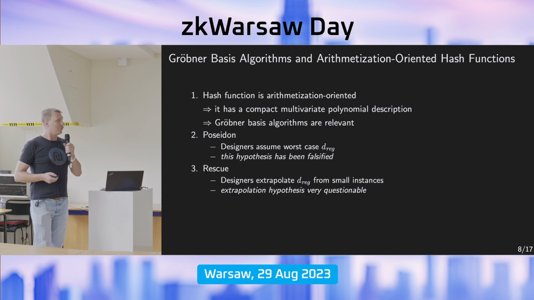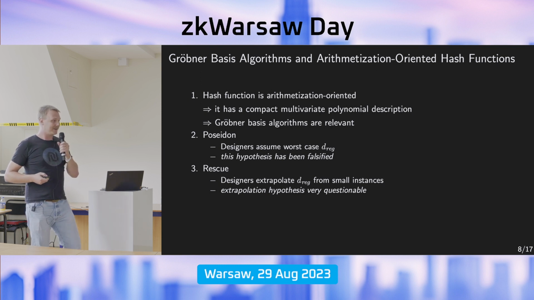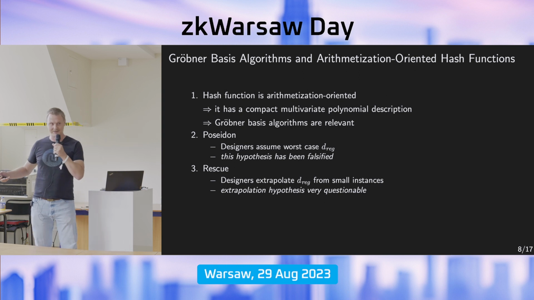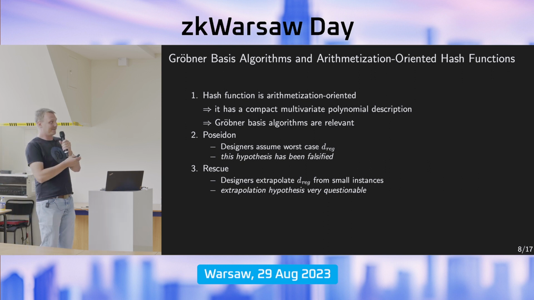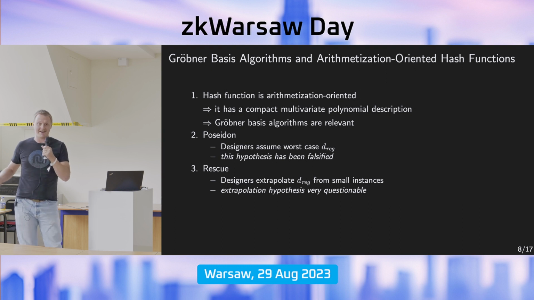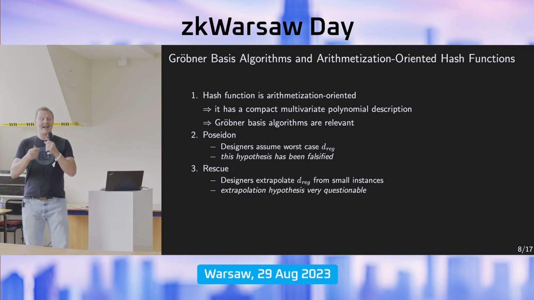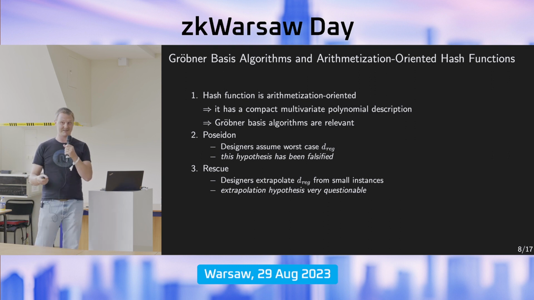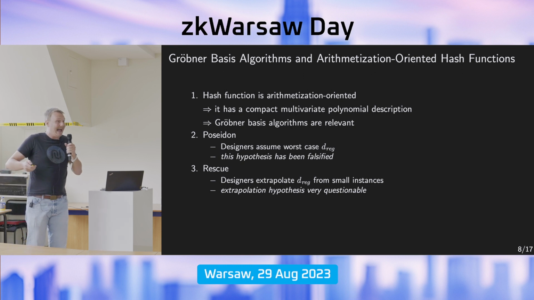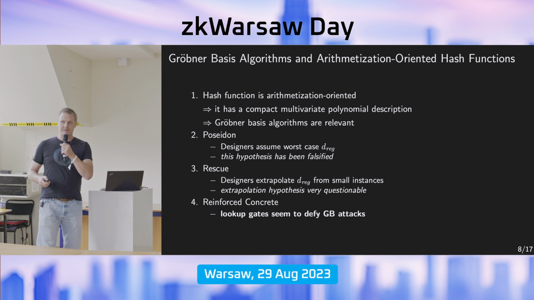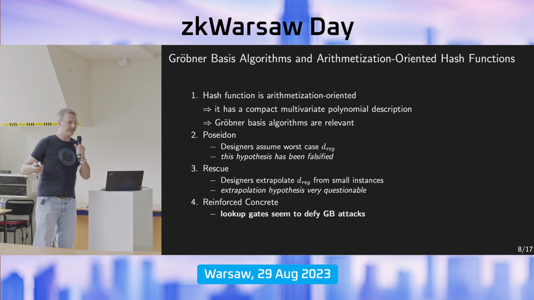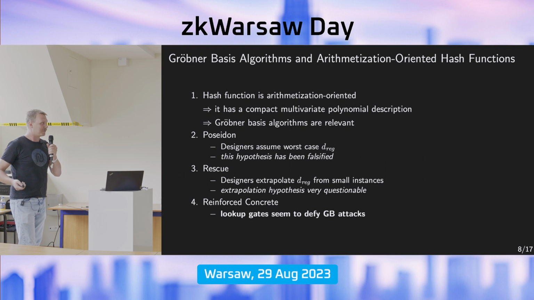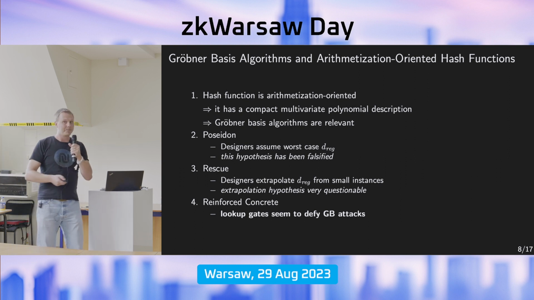For Rescue, we knew that we shouldn't assume that the degree of regularity is what it is in the worst case. So we extrapolated from small instances. But unfortunately, this is a very ad hoc approach to estimate the degree of regularity. We're making the assumption that extrapolating the degree of regularity from small instances is a sound approach. And that assumption is questionable. And with respect to reinforced concrete, I tried to attack it and I can't. There doesn't seem to be a straightforward way to apply Gröbner basis attacks to hash functions that involve lookup gates.